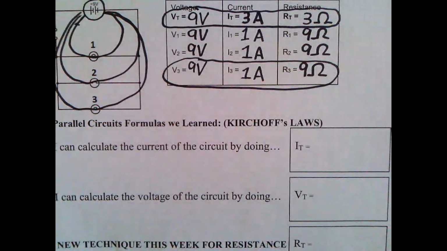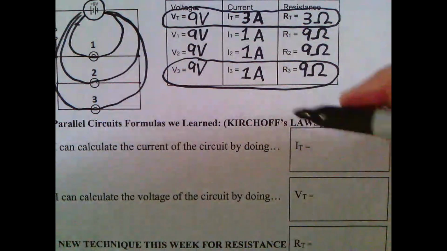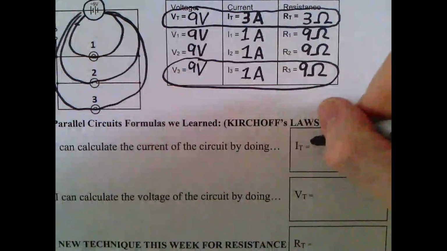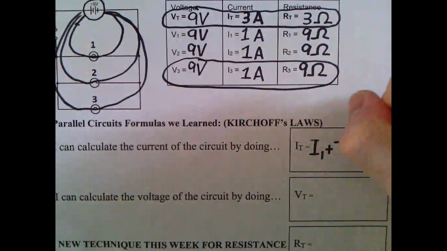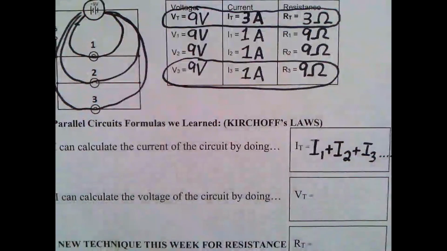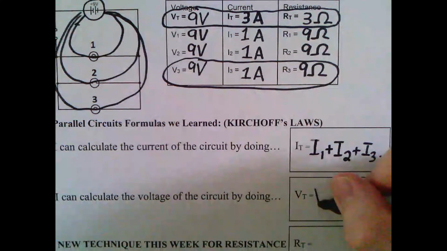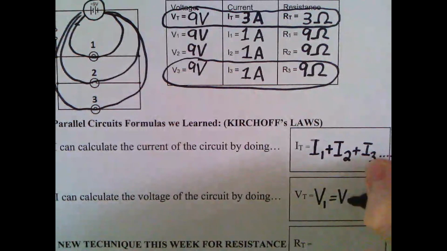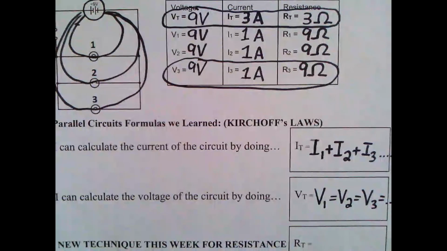Okay, so let's summarize the rules for parallel circuits. Looking here at what we call Kirchhoff's laws, same thing we did with series circuits, we're going to write down what we discovered. We've learned that the total current is always all of the other ones added up: I1 plus I2 plus I3 and so on. From last week, we know that V1 equals V2 equals V3. So the voltage is the same for every path. Every single path is going to get the same voltage.